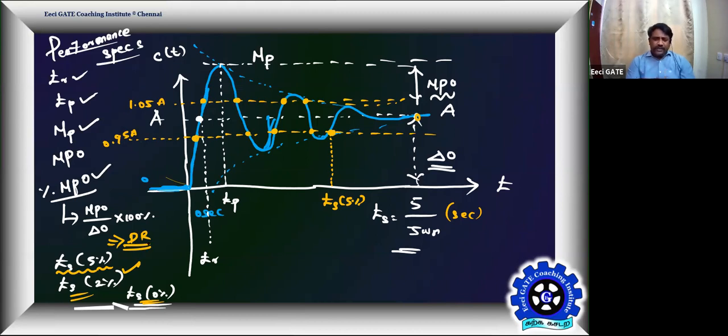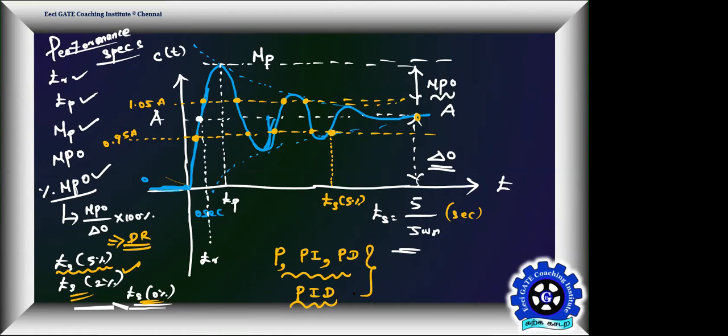So these are all the specs determining how good your second order response is. If you're not happy with this, then we'll try to bring the controllers into the picture. We'll bring proportional plus integral, proportional plus derivative, and then proportional plus integral plus derivative controllers to improve the performance of the system. We'll see how we are going to improve them. Understood? Is it clear? So with this, let me conclude this session.